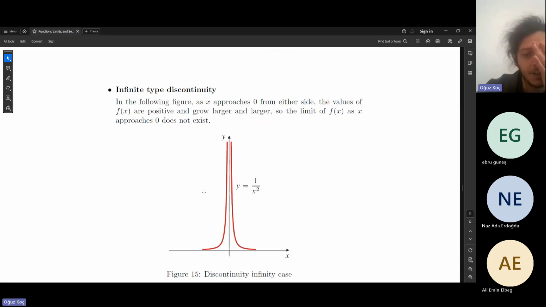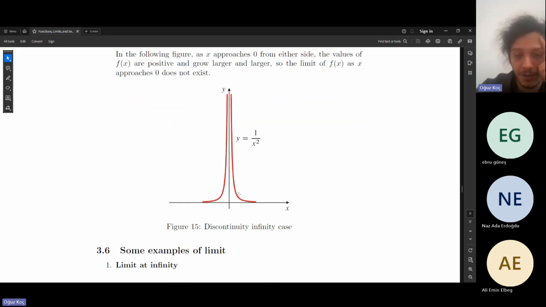And we have the second discontinuity type, infinite type discontinuity. In this figure, as x approaches 0 from either side, the values of f(x) are positive and grow larger and larger. So the limit of f(x) as x approaches 0 does not exist, because when we approach 0 on the x-axis, it becomes larger and goes to infinity. And also, when we approach x at point 0 from the left-hand side, it is also becoming larger and larger and goes to infinity. It is causing a discontinuity.